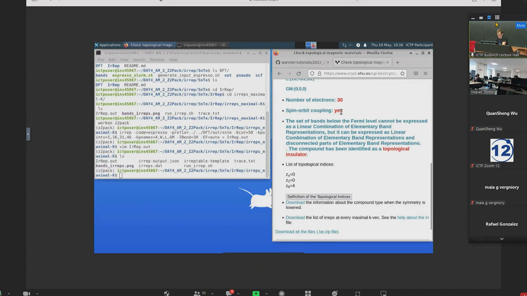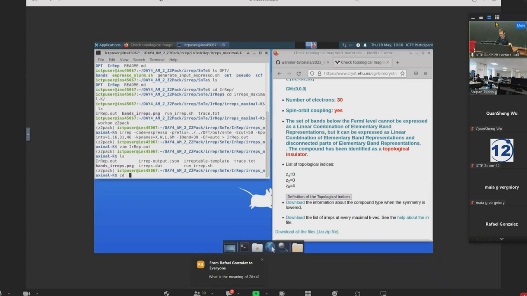So it tells us that our 30 valence bands are topological because they cannot be written as a linear combination of EBRs. And the topology is indicated by these symmetry-based indicators, okay? So the Z2 and Z4 numbers are 0 and the Z8 number is 4. Which means that our material, tin telluride, is a mirror Chern insulator, and it can be two different kinds of mirror Chern insulators. Later on, Inigo will use Z2Pack to determine which of the insulators is the one of our phase.